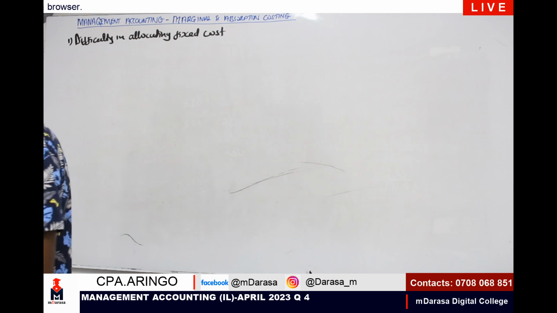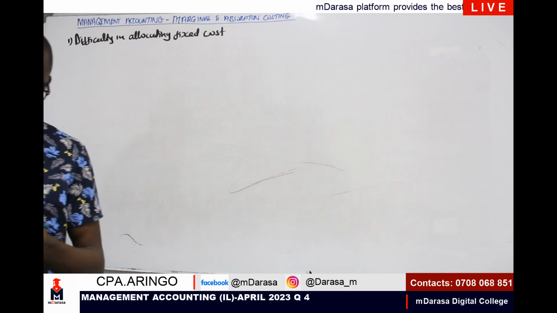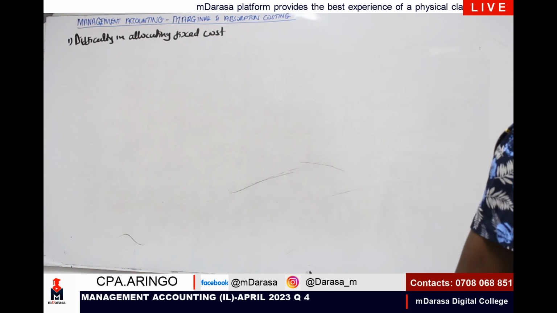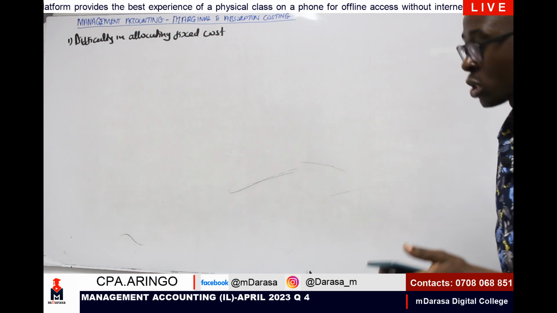How is this a limitation, my good students? You'll find that a marginal costing system only considers variable cost and does not allocate fixed cost to the cost of production. As a result, it becomes very challenging to assign a fair share of fixed cost to each unit of production, which can result in inaccurate product costing.